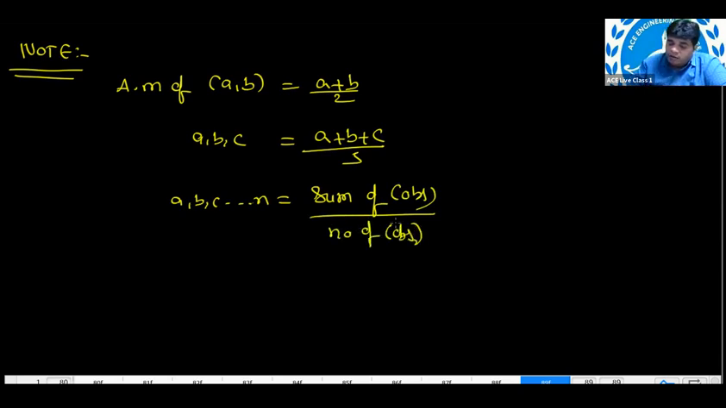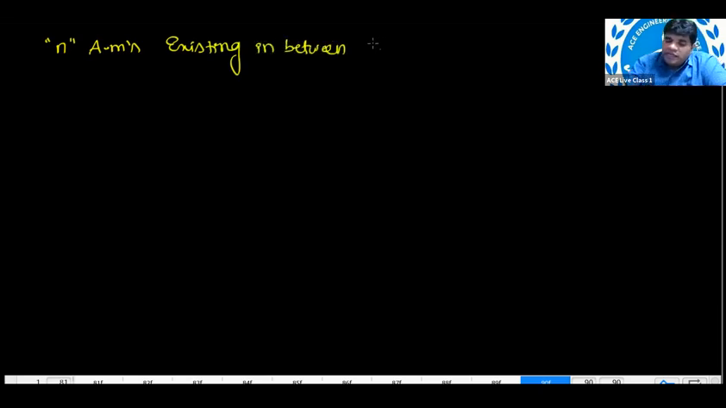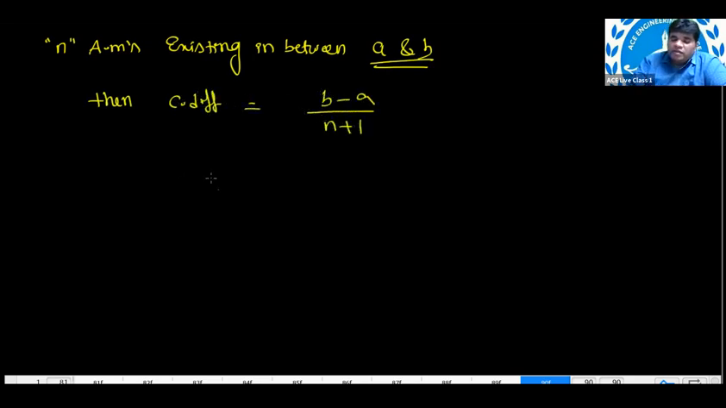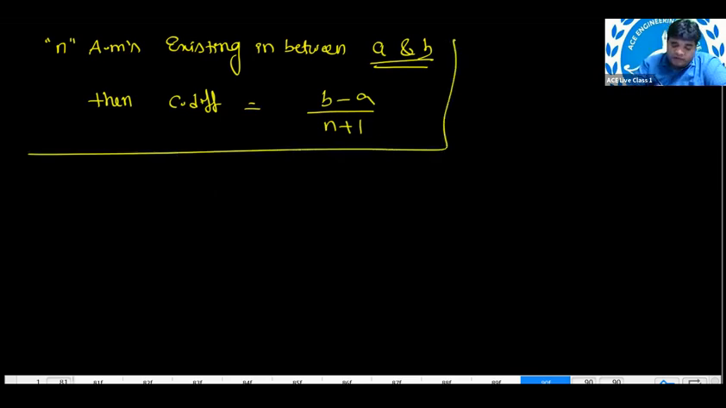First point. Next, look here. N arithmetic means existing in between A and B. Then the common difference is equal to B minus A upon N plus 1. B minus A upon N plus 1.